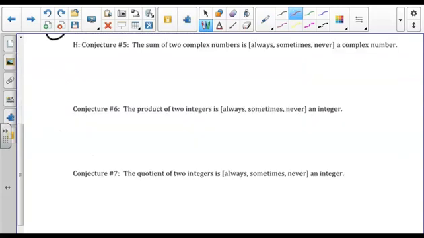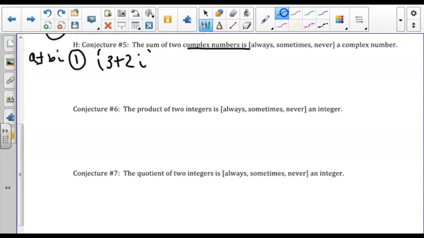On conjecture 5, we are asked if the sum of two complex numbers is always, sometimes, or never a complex number. So recall that a complex number is in the form a plus or minus bi. So we're going to choose some complex numbers to add together. If we choose the complex numbers 3 plus 2i plus 4 minus 3i, we can only add the real and the imaginary parts together. So when we add 3 plus 4, we will get 7. And when we add 2i minus 3i, we'll get minus i. That is definitely a complex number.